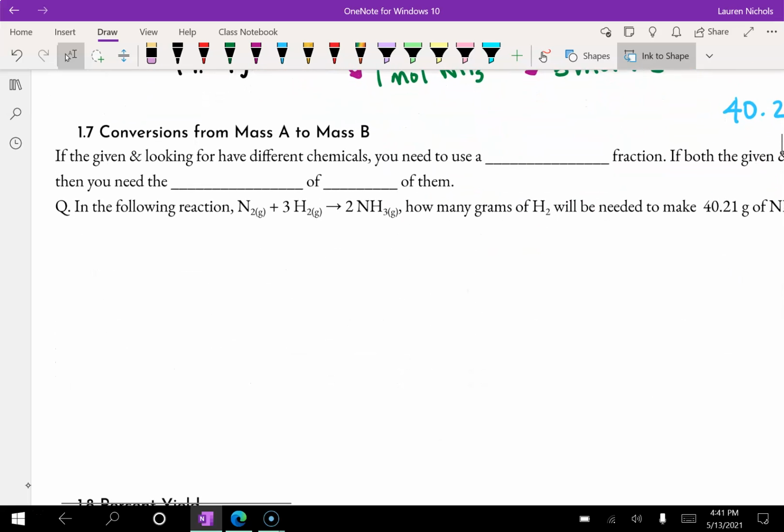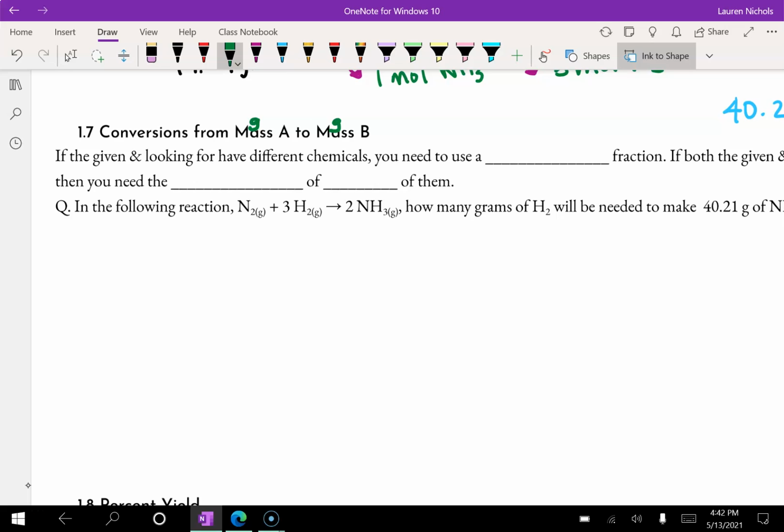Otherwise, it becomes harder for you to check your mistakes and easier for you to make them in the first place. But in this video, we're going to focus on taking that skill that we learned in 1.6 and taking it to the next level. This is where we're going to change from mass A, so grams of chemical A, to grams of chemical B.